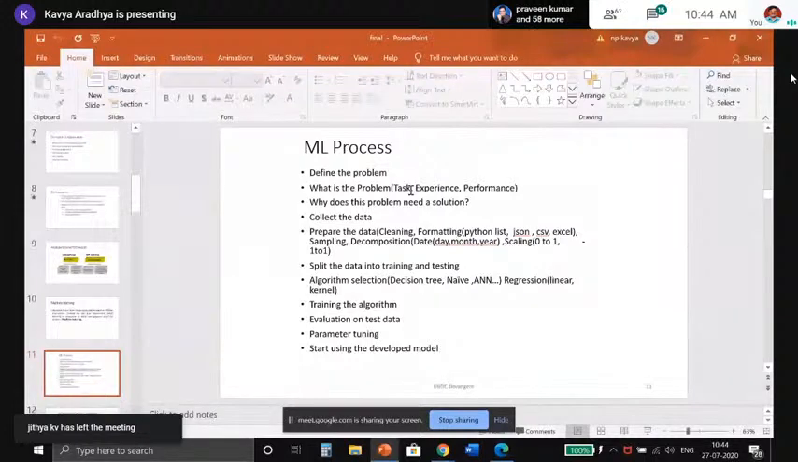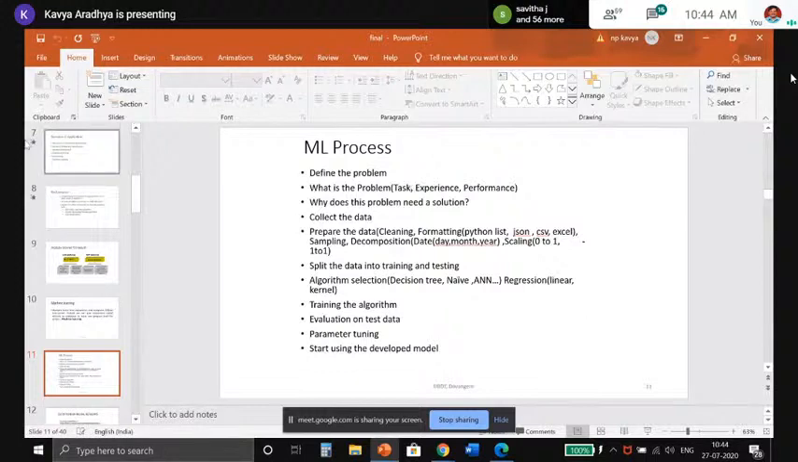And we have different algorithms here like decision tree, naive Bayes, ANN, regression, and much more. We do have training algorithms. You have to make an algorithm. You have to design a model based on the application, the input, the training data, and the test data. You have to design a method which is called an algorithm. We evaluate the test data and do parameter tuning and a lot more things here. It doesn't end here.